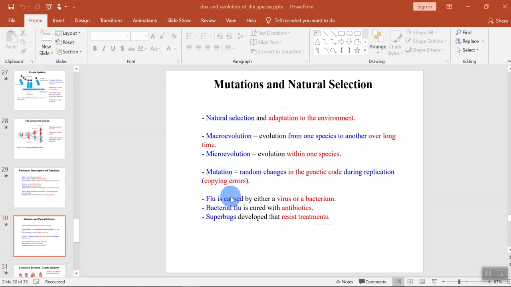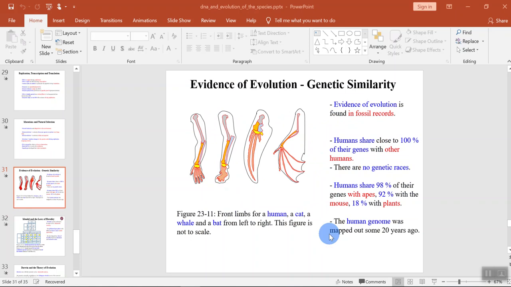For example, the flu is caused by either a virus or bacteria. Bacterial flu is cured with antibiotics. But superbugs developed that resist treatments. It's a problem. It's evolution. Evidence of evolution: genetic similarity. Here we're showing the front limb of a human, of a cat, of a whale, and of a bat.